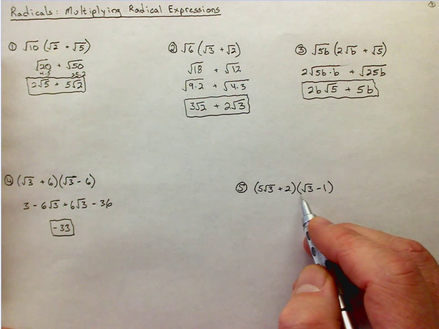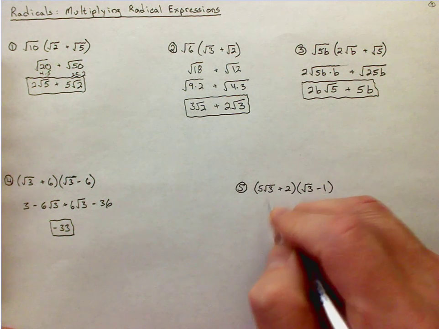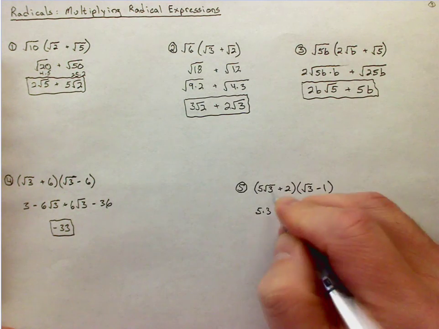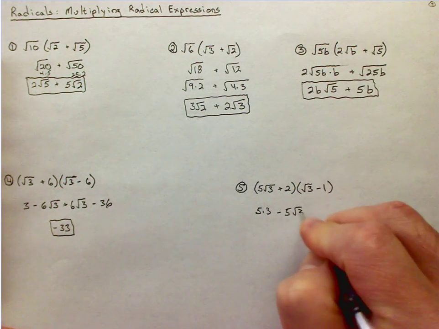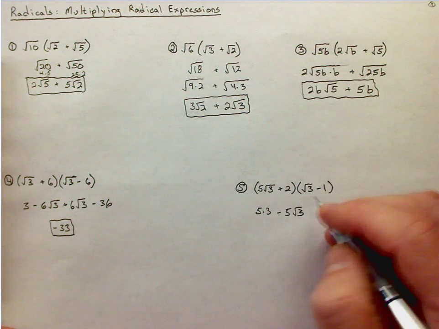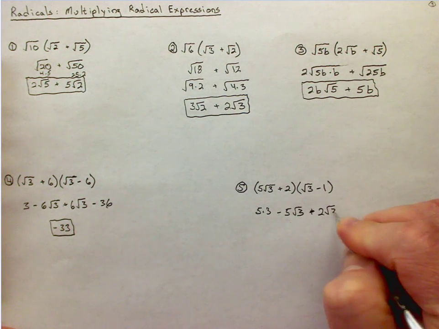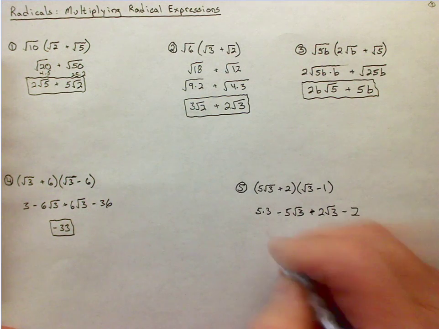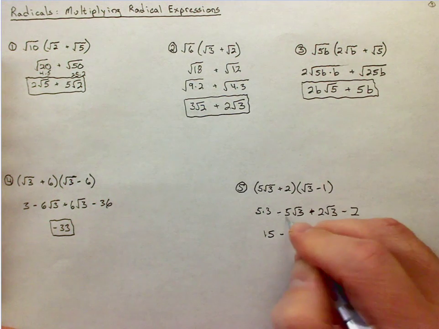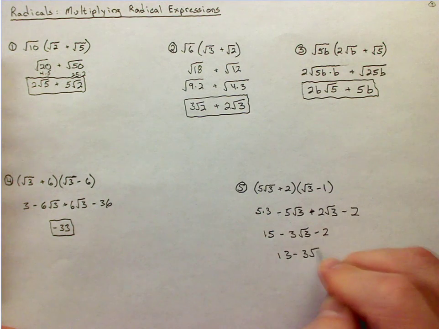5 square root of 3 times square root of 3 is 15. 5 times 3. I'll write it like that. Minus 5 radical 3, because 5 radical 3 times a negative 1 is negative 5 square roots of 3, plus 2 square root of 3 minus 2. So it is 15 minus 3 radical 3, negative 5 plus 2 minus 2. 13 minus 3 radical 3.